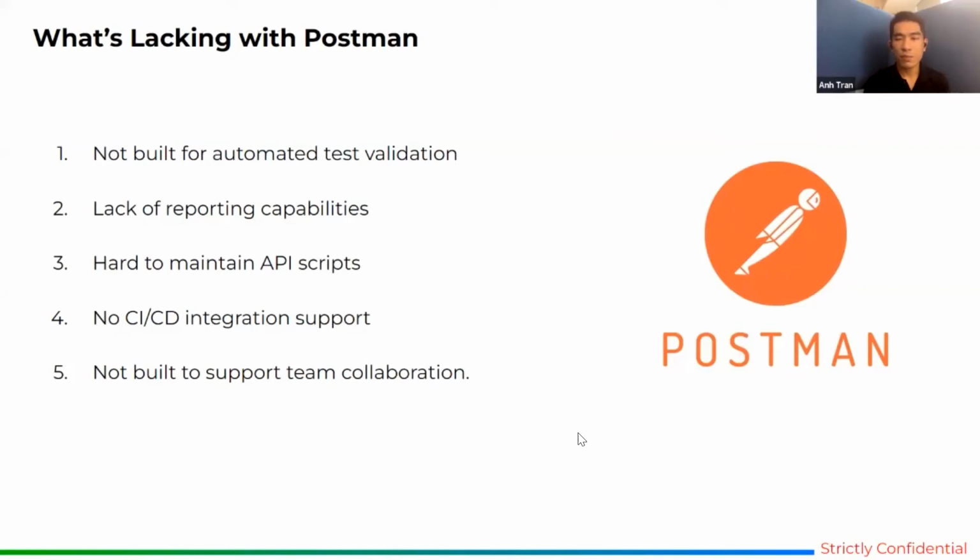There's also a lack of reporting capabilities. That means there's little visibility for a product manager or the head of the function to know how it's going with the products when it comes to API. It's also hard to maintain the API test scripts on an ongoing basis. If you have 10, 20, 30, that might be fine, but if you have hundreds or thousands, that is another equation that you need to address.